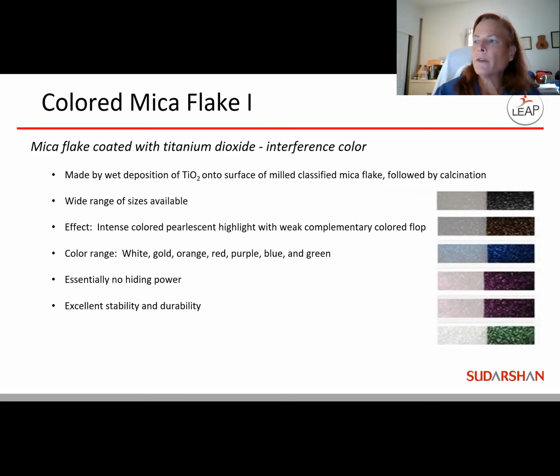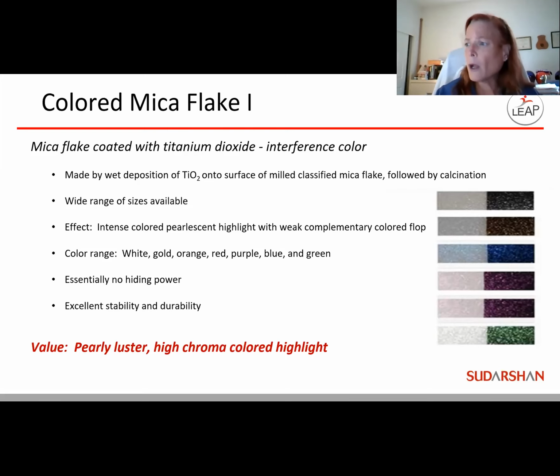The color range ranges from white or silver all the way through to green, being the thickest TiO2 of the class of pigments. Key thing to note here is these types of pigments are translucent, so they essentially have no hiding power. So that might be a positive or a negative in your formulation, depending on what final formulation you are trying to achieve. And they do have excellent stability and durability. And their value to a color formulator is they provide a pearly luster with a high chroma colored highlight.